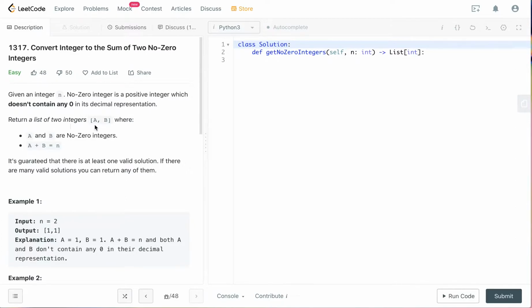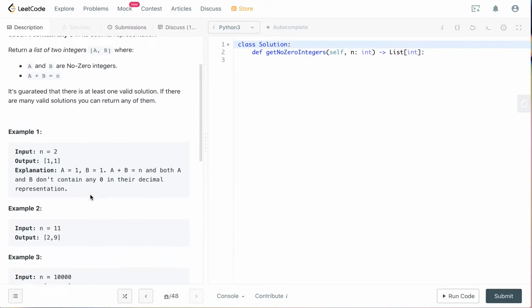Return a list of two integers a, b, where a and b are non-zero integers, and a plus b equals n. It is guaranteed that there is at least one valid solution. If there are many valid solutions, you can return any of them.